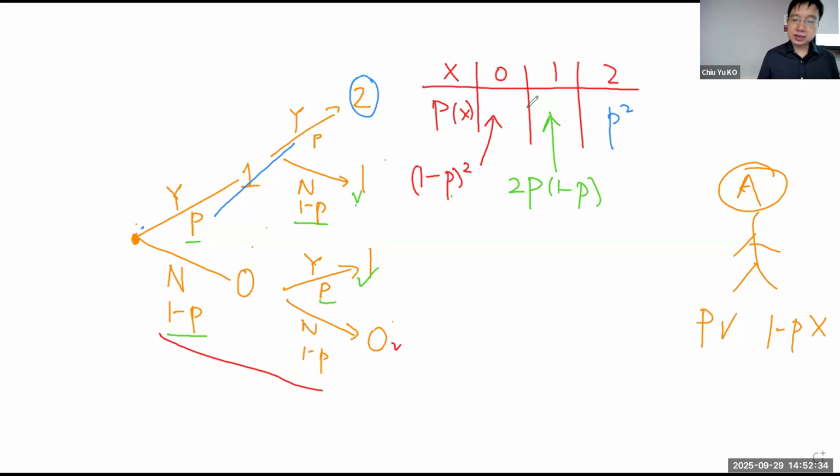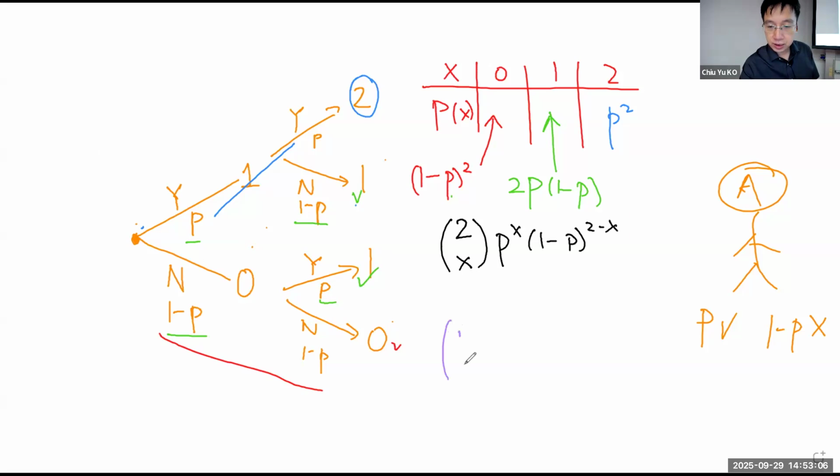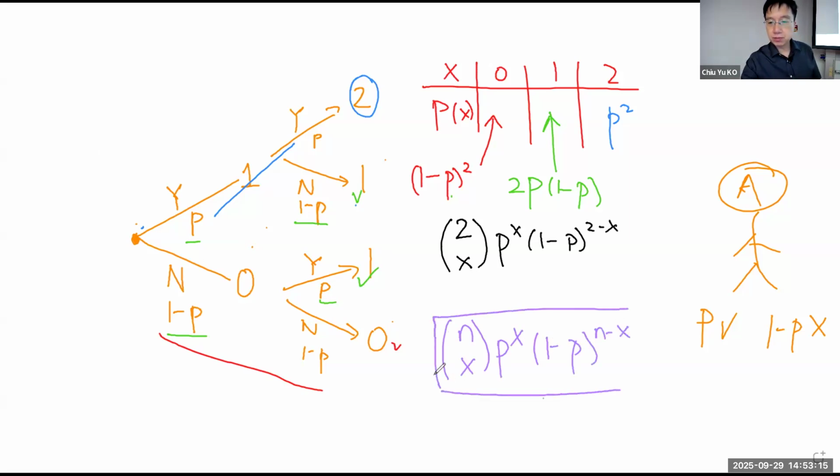So now let's see why the formula we have is like this. The formula is 2 choose x, P to the x, 1 minus P to the 2 minus x. I'm trying to convince you this formula is right. If you replace 2 by n, you get the general formula, which you have in the notes. You still remember the formula: n choose x, P to the x, 1 minus P to the n minus x. So this is the binomial probability function.